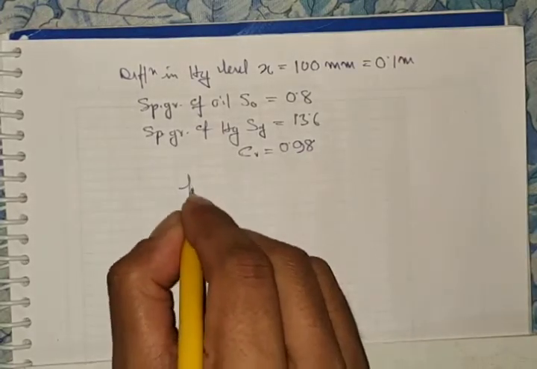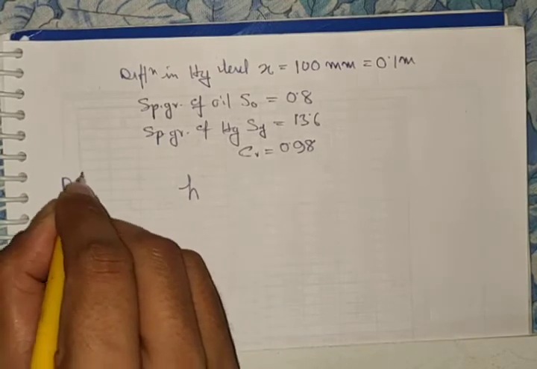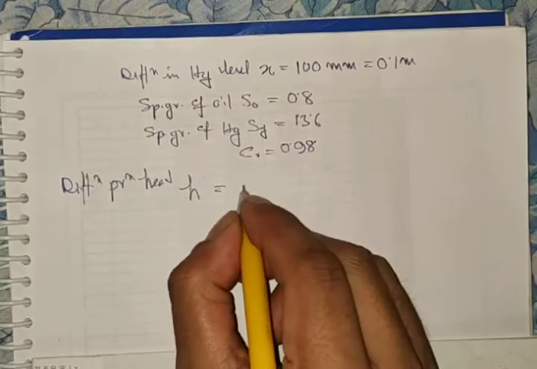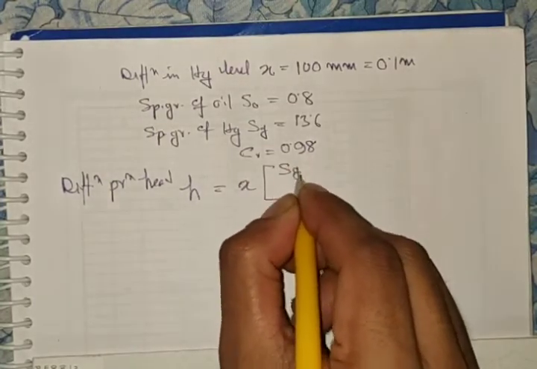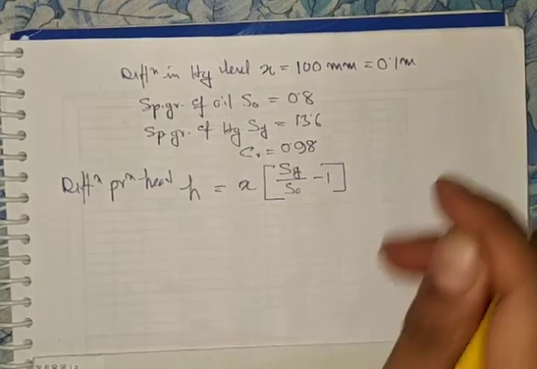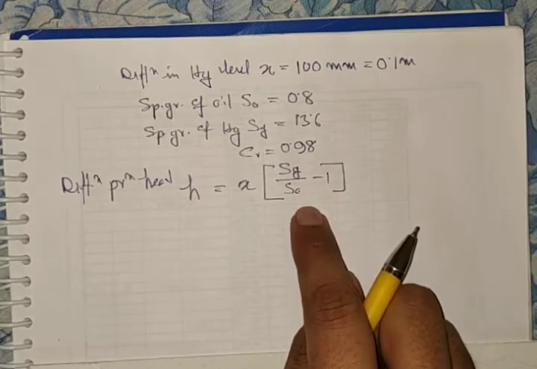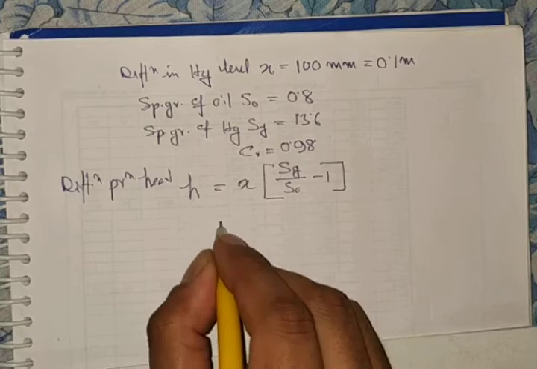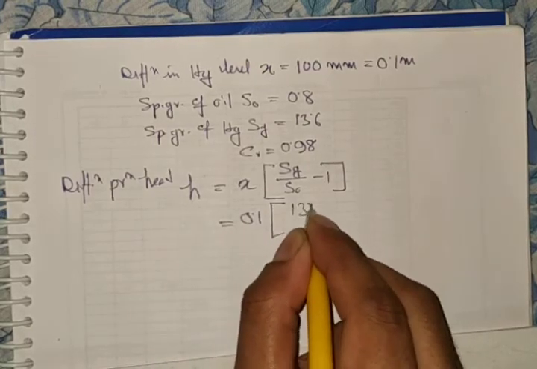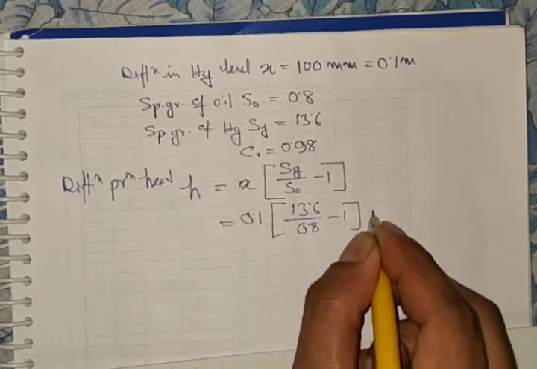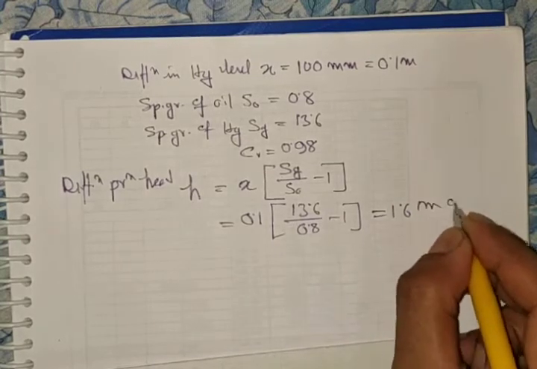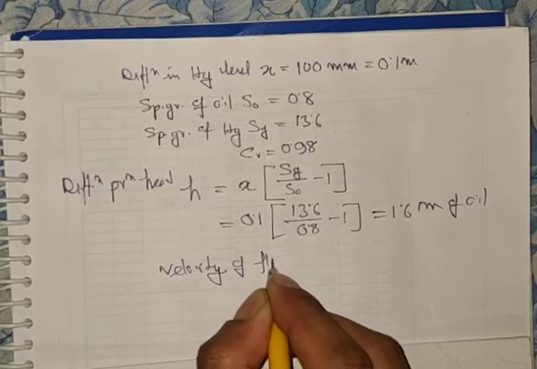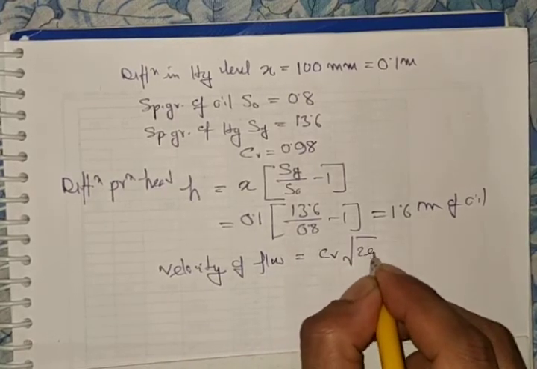So here this H, that is the differential pressure head, is given by, those formulas are same, this one. But one thing you remember, I will discuss a little bit about this formula after solving this problem. So this is 0.1 into (13.6 by 0.8 minus 1). This is actually 0.16 meter of oil. So velocity of the flow is equal to CV root over 2gH.